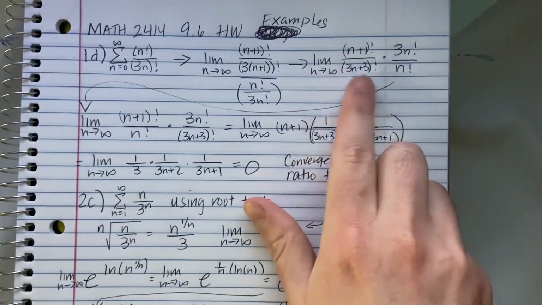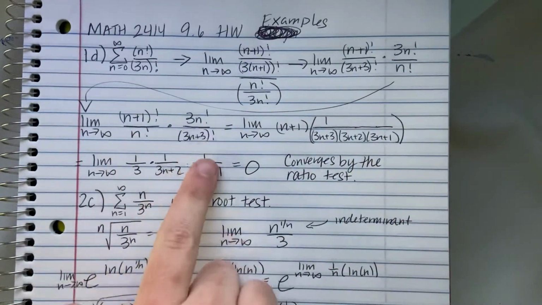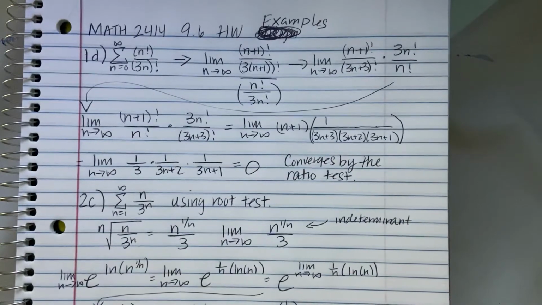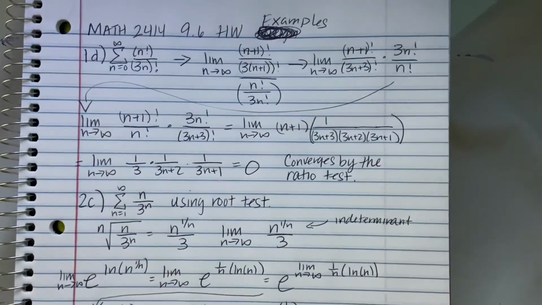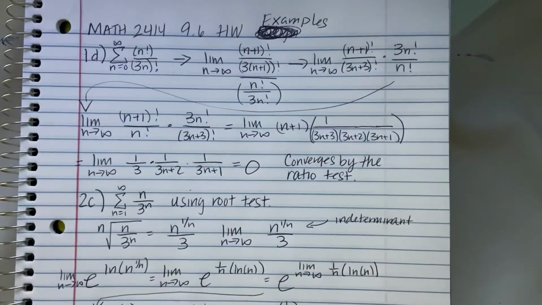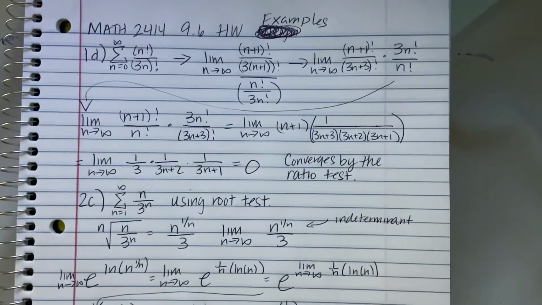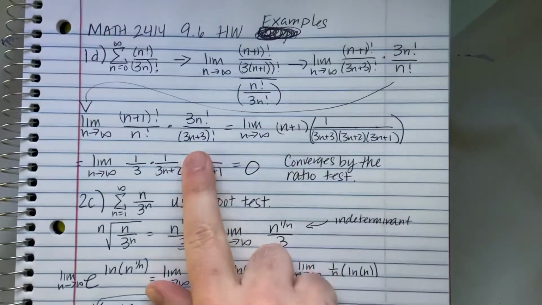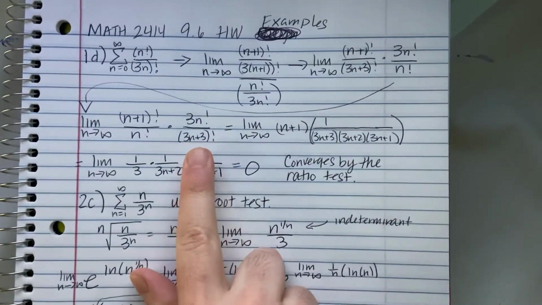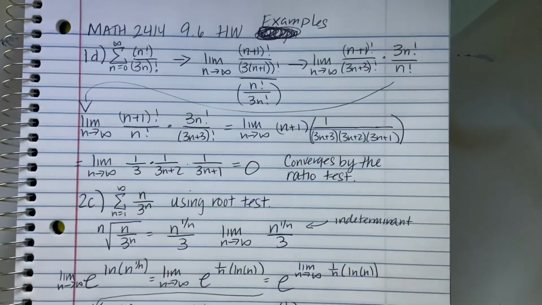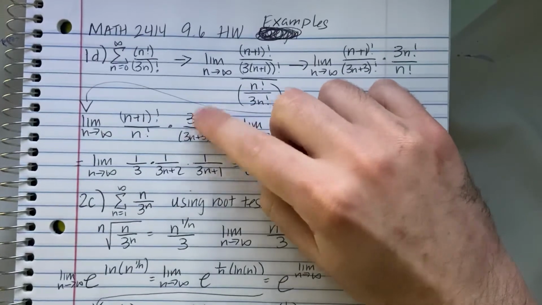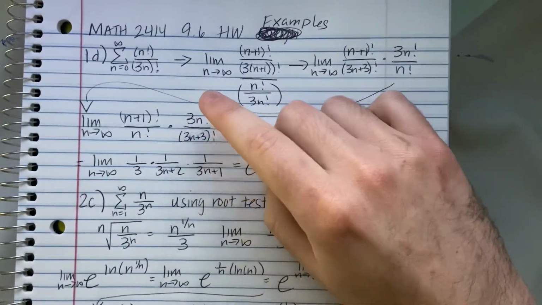From there, I pair up the n terms and the 3n terms because it's going to be easier to cancel things out. N plus 1 factorial divided by n factorial, the n plus 1 factors out, and then you are left with two n factorials canceling, which is why you end up with n plus 1 here. The 3n factorial over the 3n plus 3 factorial, you've got to be careful. Imagine that n was 2. This was 6 factorial over 6 plus 3, 9 factorial.